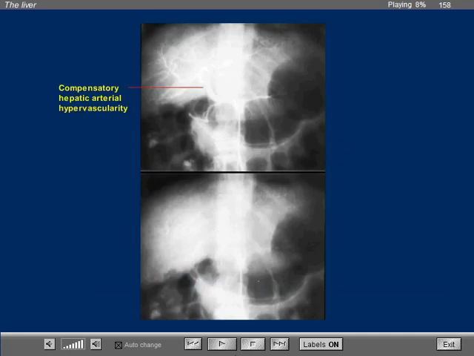A celiac injection revealed increased size of the hepatic arteries and a uniform diffuse opacification of the liver. This is an expression of compensatory hepatic arterial hypervascularity as a result of the liver becoming deprived of blood from the portal vein.